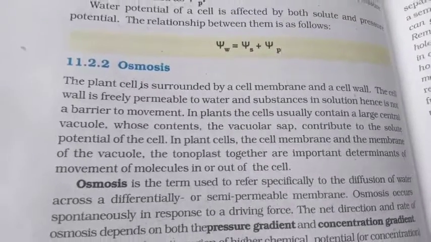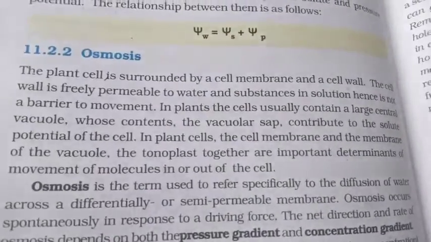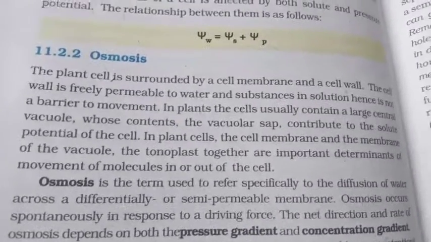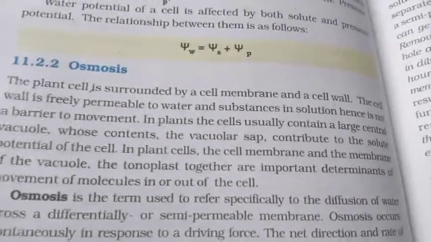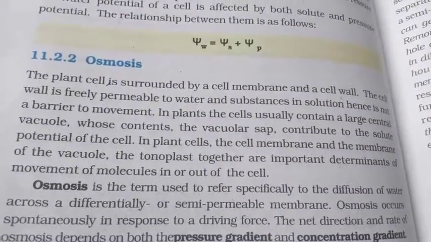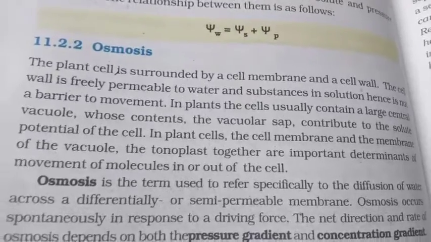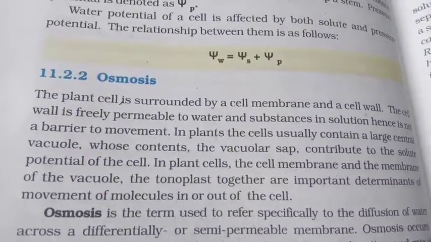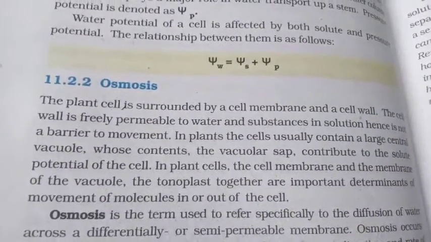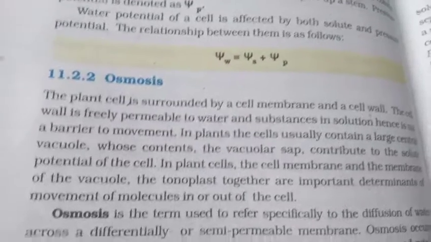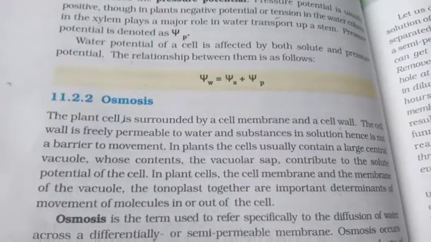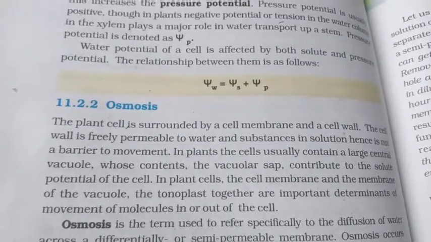And in plants, the cells usually contain a large central vacuole whose contents, the vacuolar sap, contribute to the solute potential of the cell. You must be remembering the solute potential. And in plant cells, the cell membrane that lies beneath the cell wall and the membrane of the vacuole, the tonoplast, together are important determinants of the movement of molecules in or out of the cell.